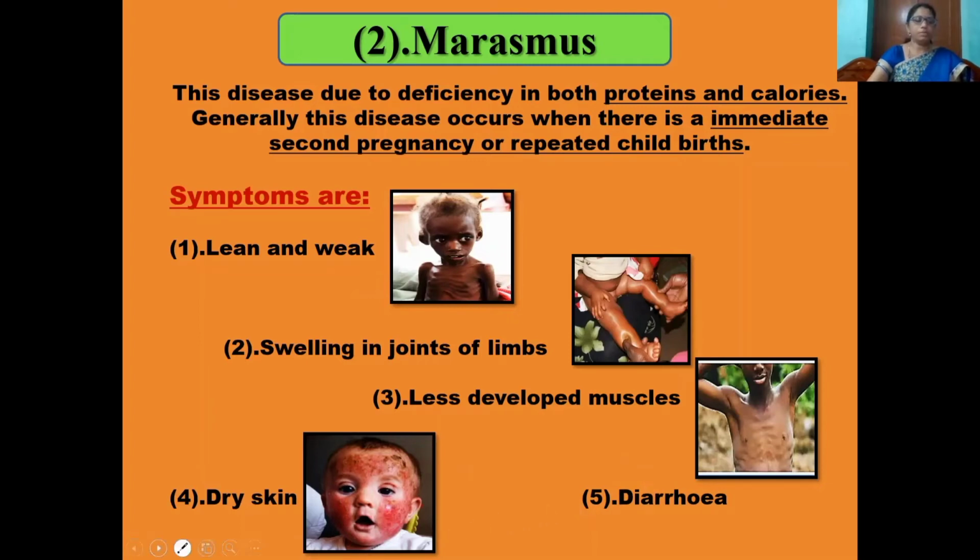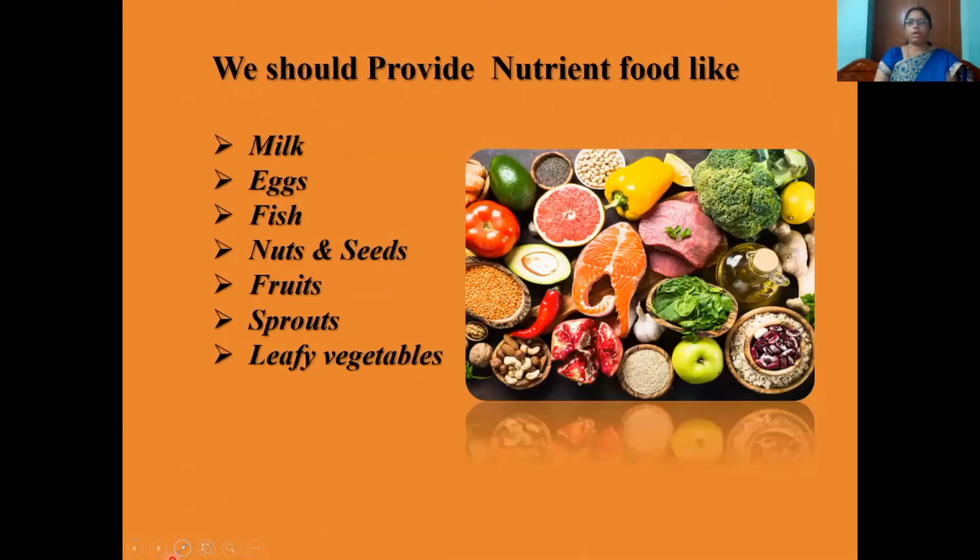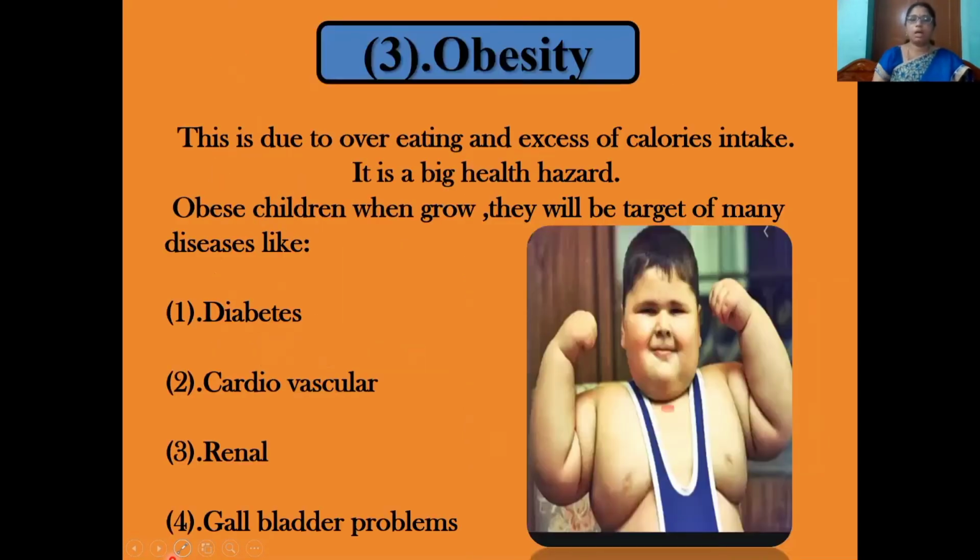To prevent marasmus in children, we should provide nutrient food like milk, eggs, fish, nuts and seeds, fruits, sprouts, and leafy vegetables to save the children from marasmus disease. And third one is obesity. This is due to overeating and excess calorie intake.